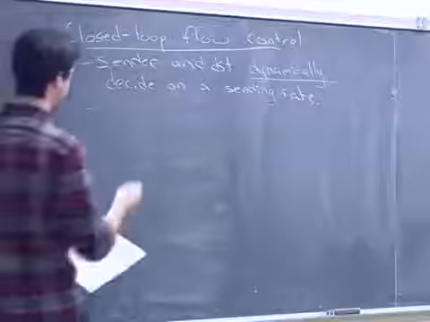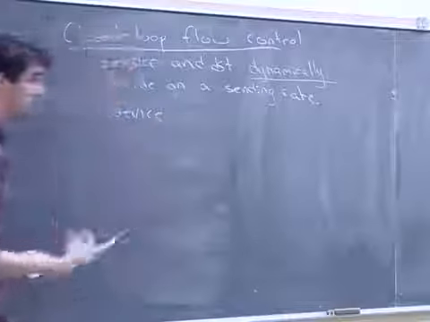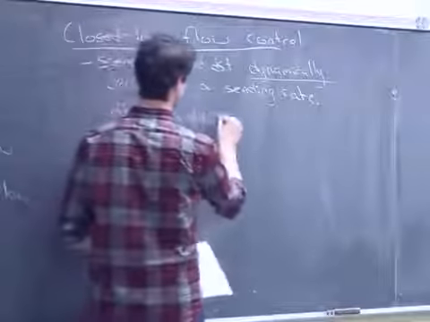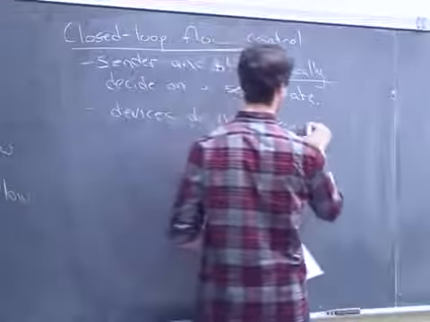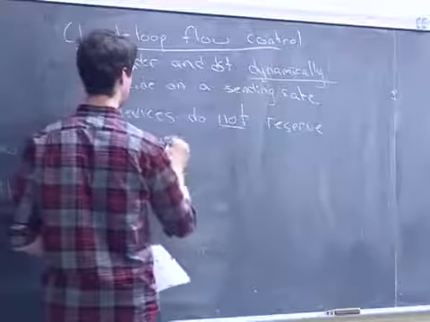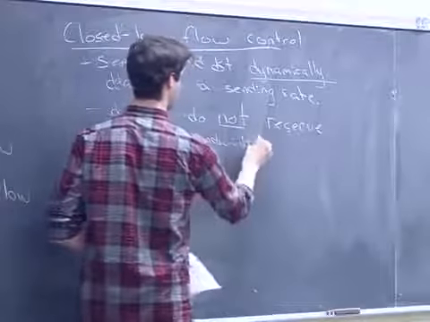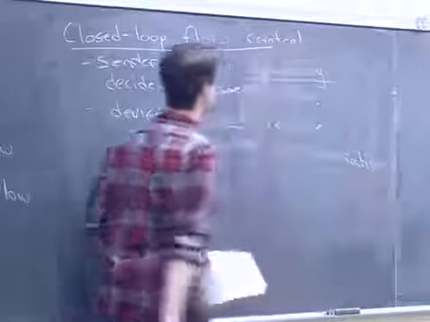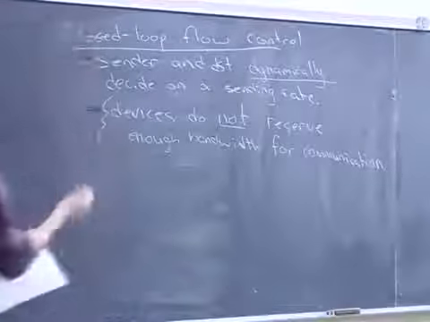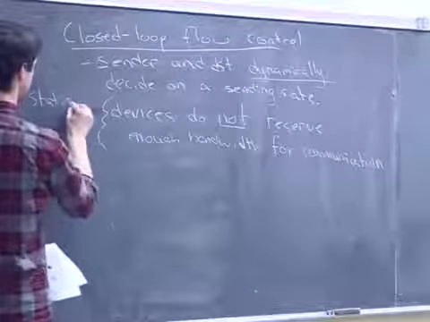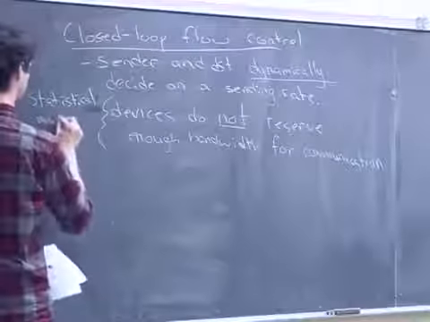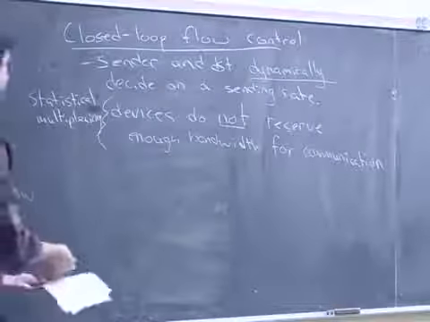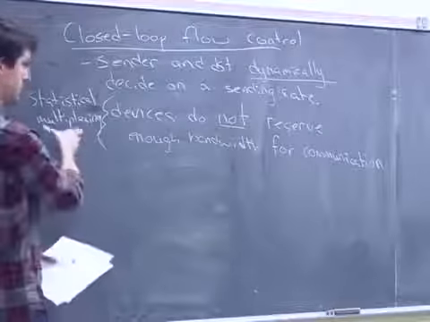And it's done dynamically because the devices do not actually have enough bandwidth or enough resources to support transmission of everyone at their full rate, okay? So the devices do not reserve enough bandwidth for communication. Okay, and this phenomenon where the devices do not reserve enough bandwidth is called statistical multiplexing, because we are multiplexing that channel with multiple users at the same time.